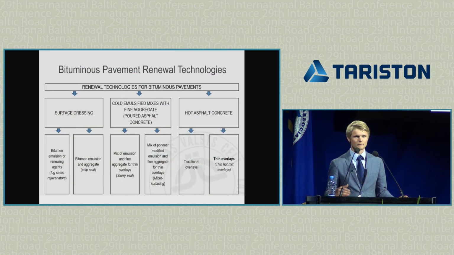This image shows other renewal methods which are widely used in the world. And there are three groups of them. At the first group, surface dressing, it includes fog seal, rejuvenators, and chip seal. Second group, it's called emulsified mixes with fine aggregates, and it includes slurry seal and microsurfacing. And the last group, hot asphalt concrete, it includes traditional overlays and thin overlays, or in other words, BBTM.